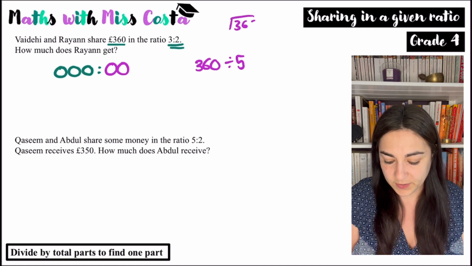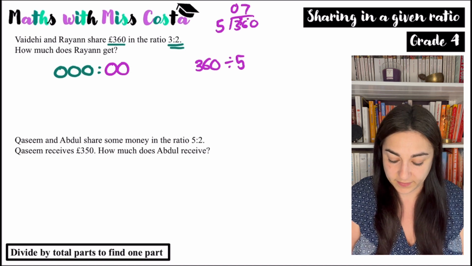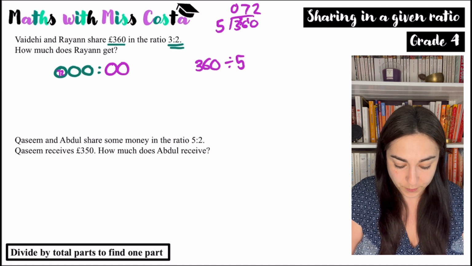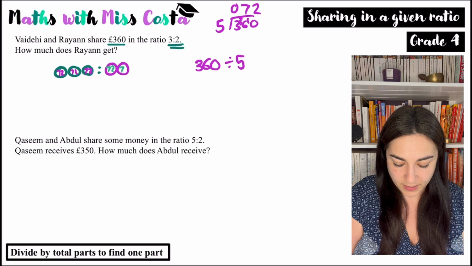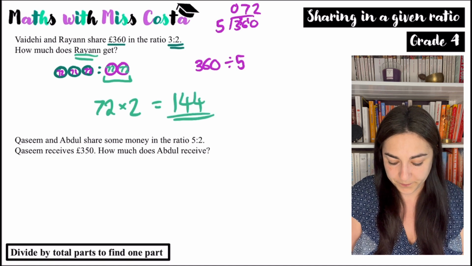So if you need to, you can use the bus stop method. So 5s into 3 goes 0, 5s into 36 goes 7, remainder 1, and 5s into 10 are 2. So I know that each part is worth 72. And I know that Rayan gets 2 of the parts. So I'm just going to do 72 times 2, which is 144.